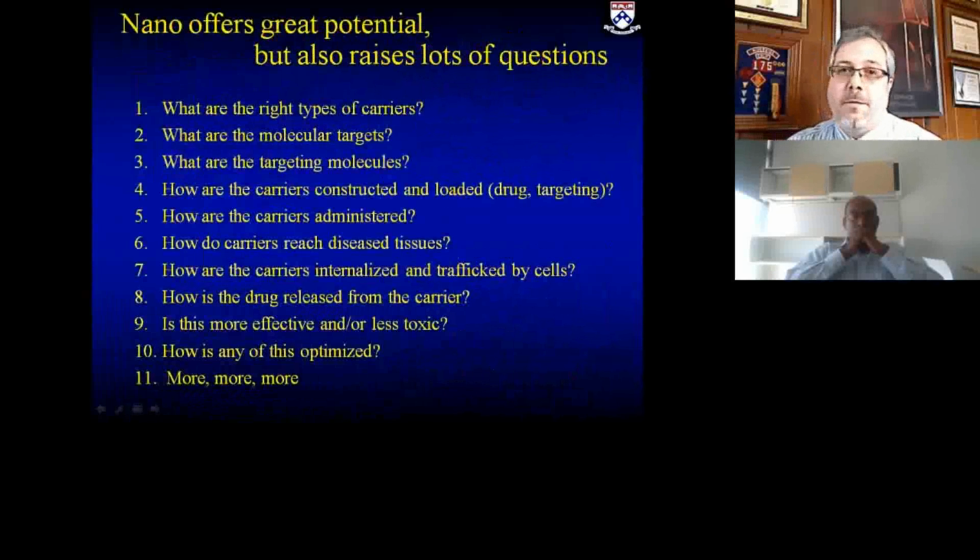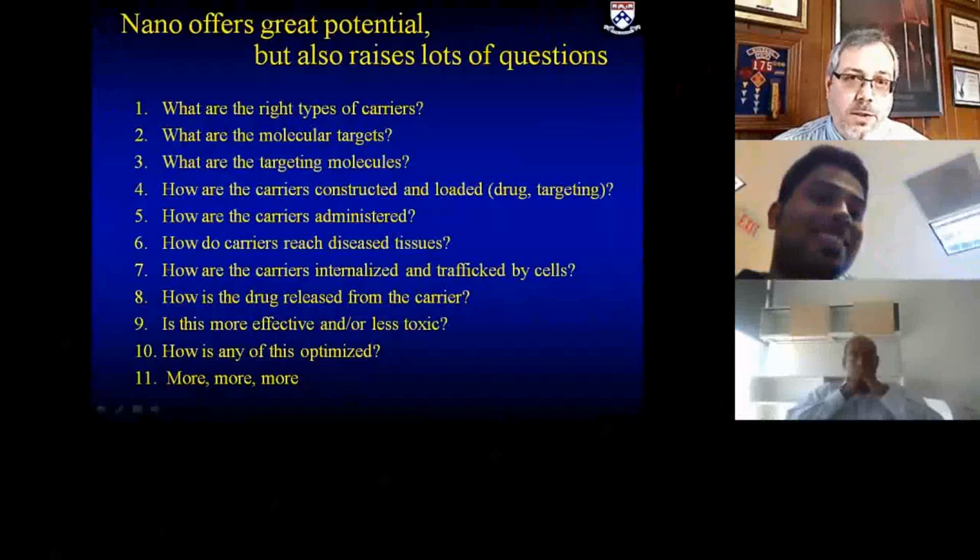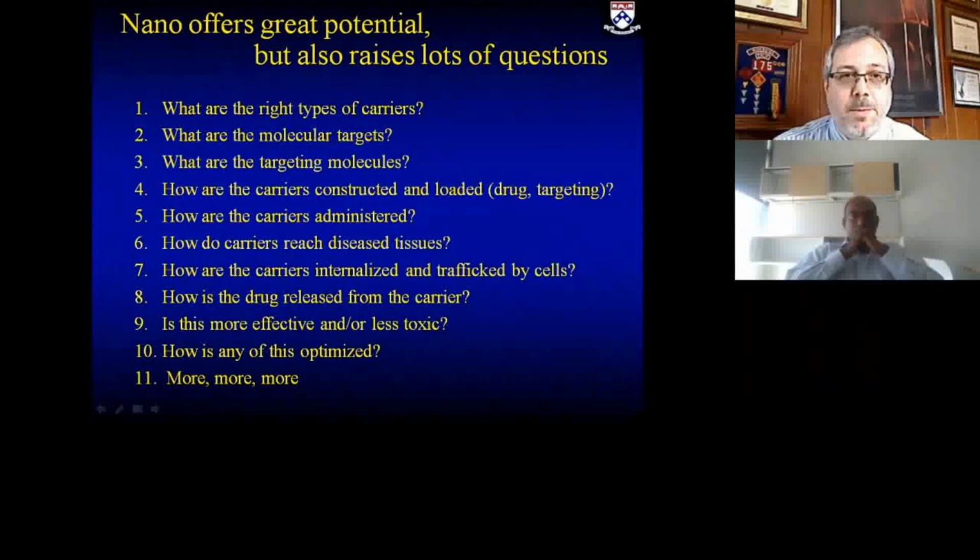So nano offers us great potential, but also raises a lot of questions. It's a very simple question to begin with. What is the difference between a 100 nanometer diameter spherical drug carrier and a 200 nanometer diameter spherical drug carrier? Well, of course, one is twice the diameter of the other, meaning that its volume is 8-fold larger. So which is better off for us to do? Give 8 100 nanometer diameter particles carrying drug, or one 200 nanometer diameter particle carrying drug? We don't know the answer to that.